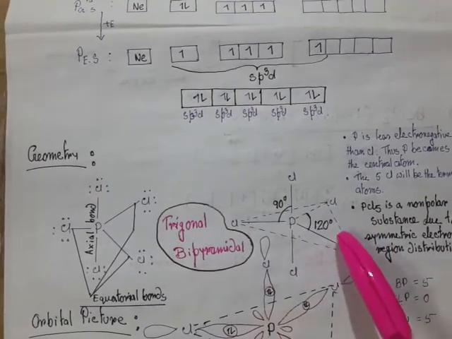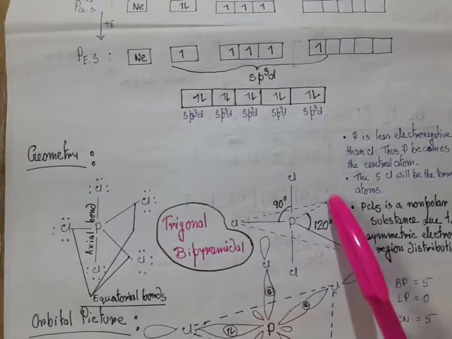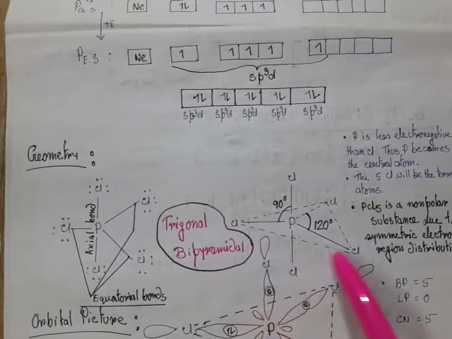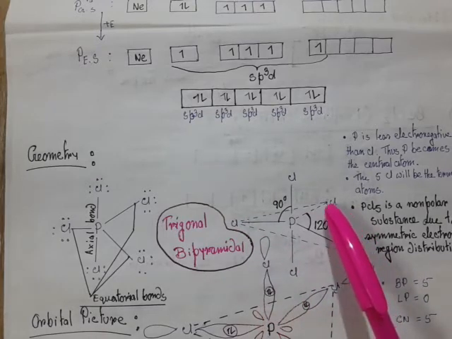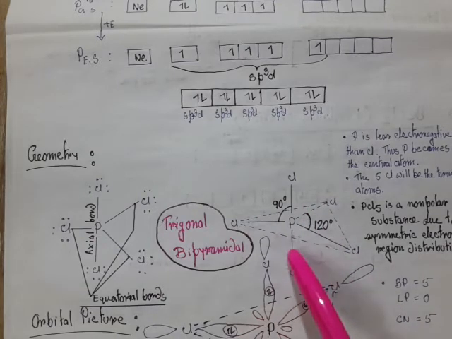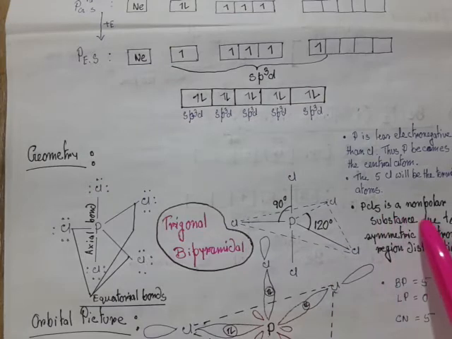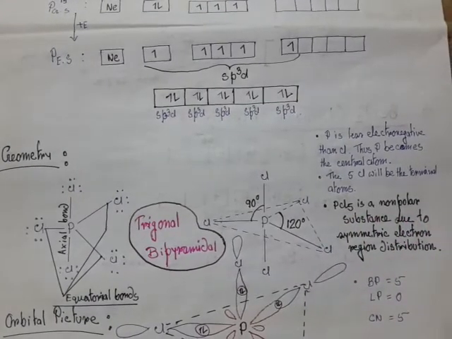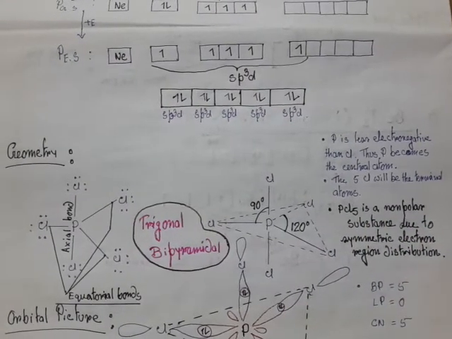Electron region distribution means you can clearly see from this figure that there is an angle of 120 degrees between equatorial and equatorial bond. So considering the equatorial bonds, the dipole moment is 0, and obviously considering the axial bonds, the dipole moment is 0. So overall net dipole moment in case of PCl5 is obviously 0. That's why PCl5 is a non-polar substance.